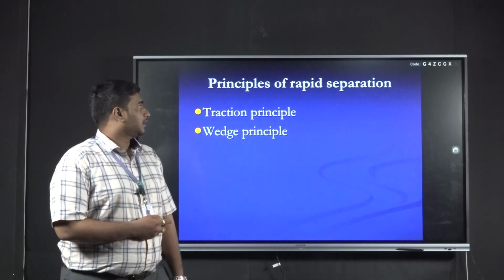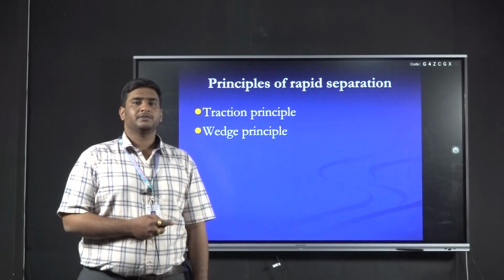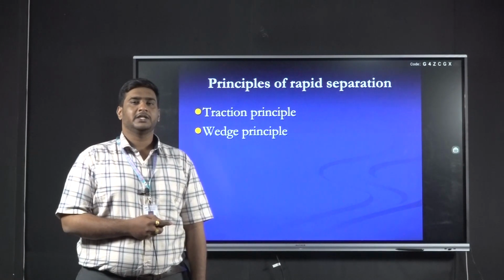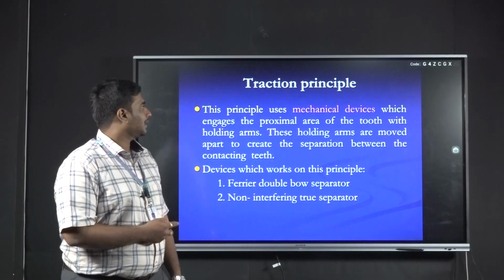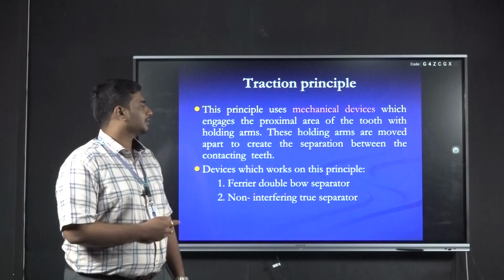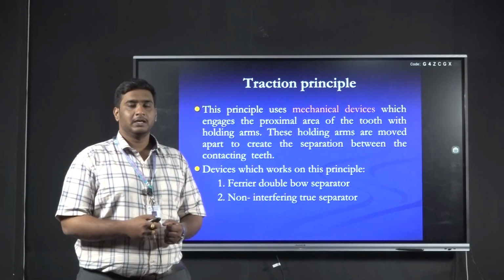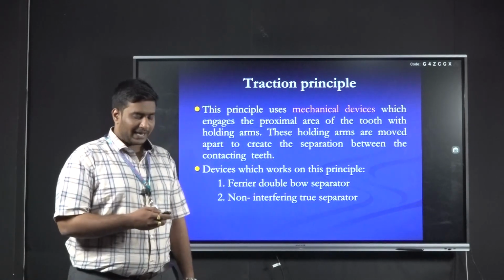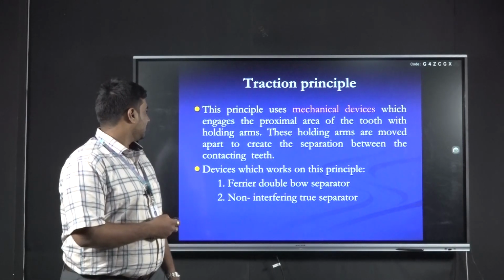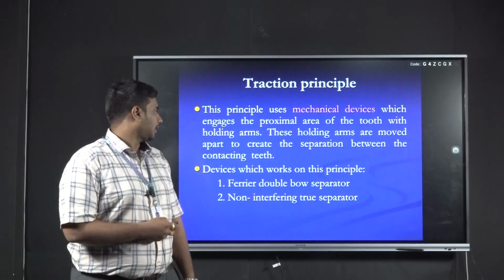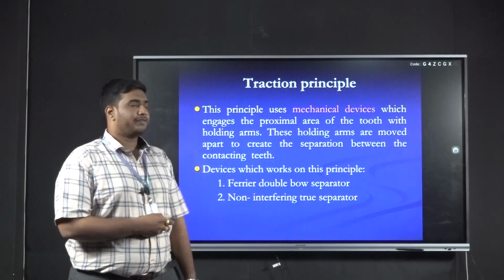And coming to the principles of rapid separation, there are two principles. The first one is the traction principle, the next one is the wedge principle. Coming to the traction principle, this principle mainly uses a mechanical device which engages the proximal area of the tooth and attaches to the proximal surface of the tooth, and after a certain activation there will be tooth separation. So it mainly uses mechanical devices. The devices which work on this principle are, first, the Ferrier double bow separator, and the next one is the non-interfering tooth separator.